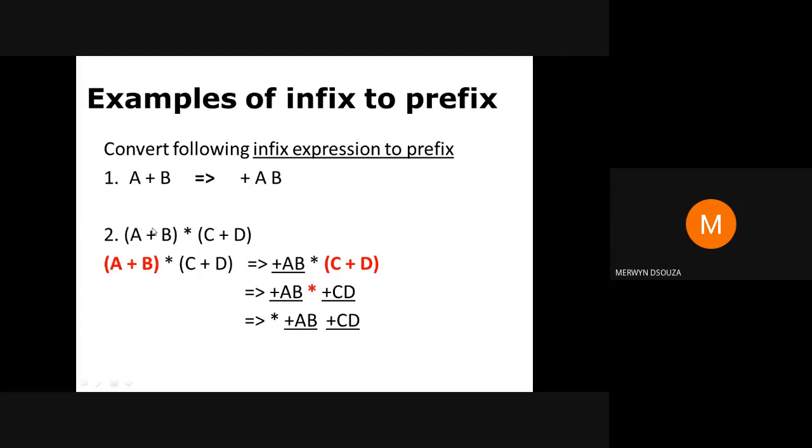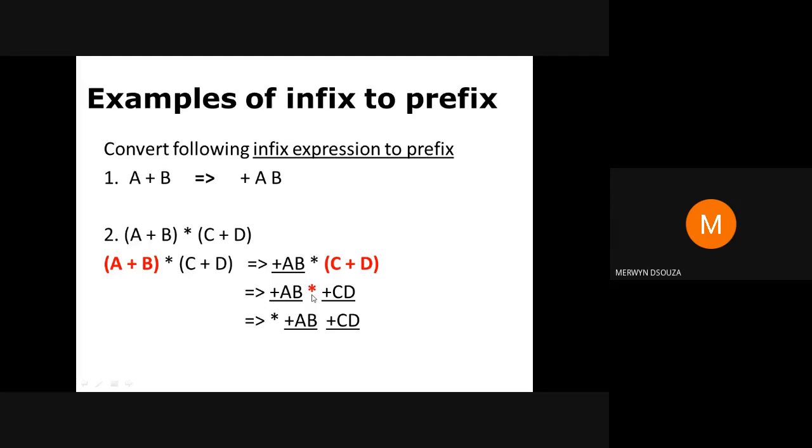So let's look at the prefix then. While doing the prefix, we solve this parenthesis first, a plus b. Now we place the operator before the operands, so it becomes plus ab. Since I've solved it, I underline it and I don't put the parentheses. Next, I solve this parenthesis, which I made in red. I put it in prefix and remove the parentheses, so I get plus CD. The rest of the expression I write as it is.